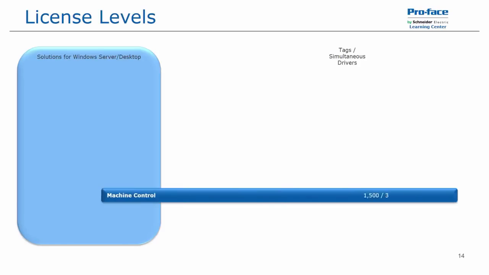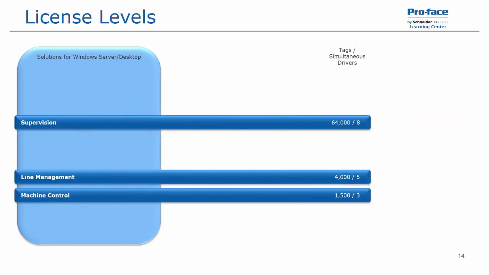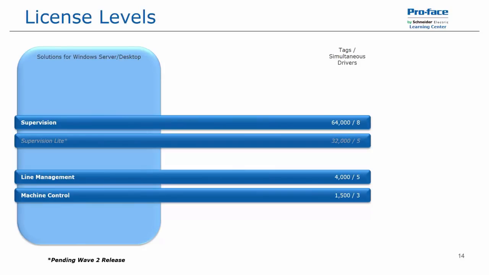License levels. Just as a graphical representation, here are the 3 current ones, and here is our new one that is pending a release later this year. And as you can see, not only does it have a tag count for each license, there is also a simultaneous drivers count. What that means is unique drivers that can be added to the application.